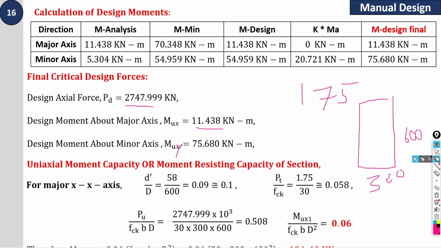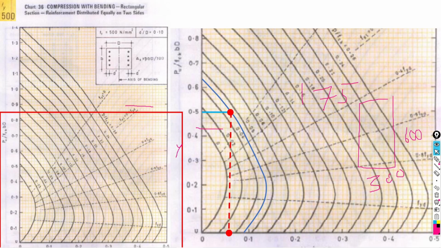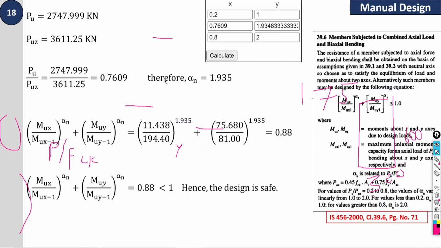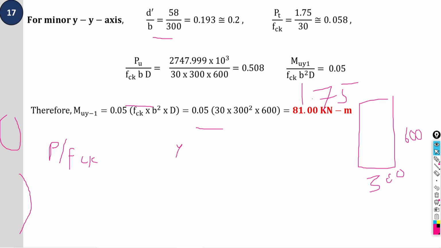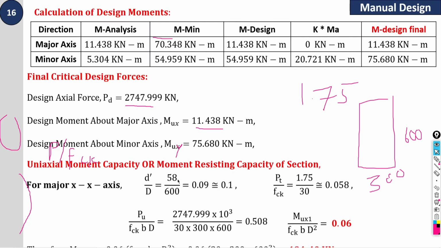MUX by FCK. Why are we doing all this calculation? Because we have to use the chart. Which chart? This chart we have to use. So for D dash by D it is 0.1, on this y axis PU by FCK BD, and to decide which curve we have to use, PT by FCK. So we need to calculate that first, and D dash by D to choose the chart. So just come back here, see here, d dash by D is 58 divided by 600, it is going to become 0.1, rounded off. PT by FCK, with 1.75 percent reinforcement, we are going to consider as 0.058.